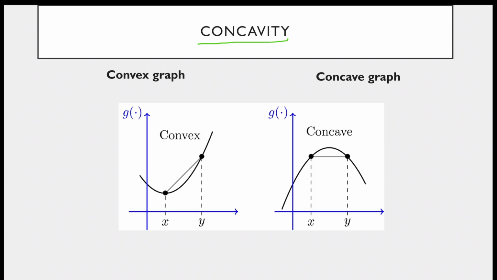Now, in a convex graph, if you take any two points and connect them with a line segment, and the entire portion lies below the line segment, you call it a convex graph. I repeat, in any graph, if you take 2 points, x and y, and connect them with a line segment, and the entire portion lies below the line segment, you call it a convex graph. The exact opposite is the concave graph, where if you join 2 points using a line segment, and the entire part lies above it, then you have a concave graph.